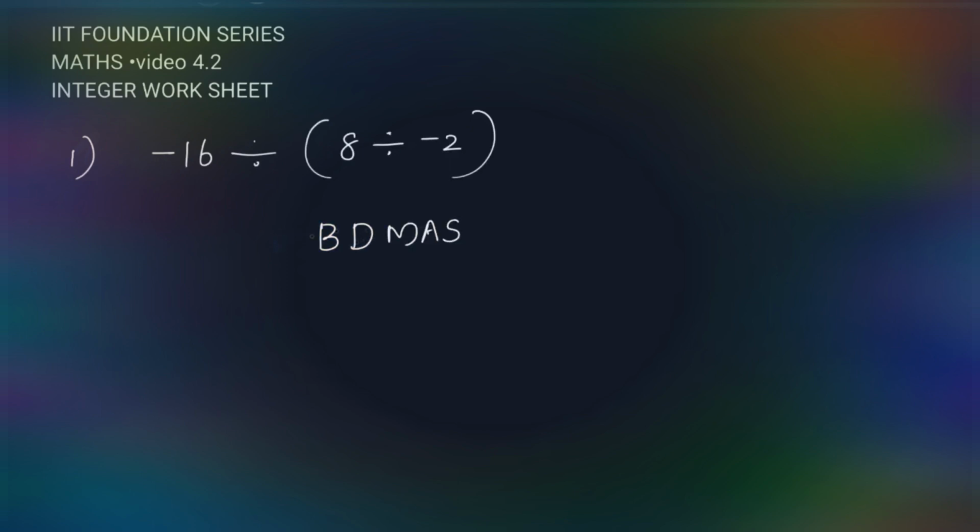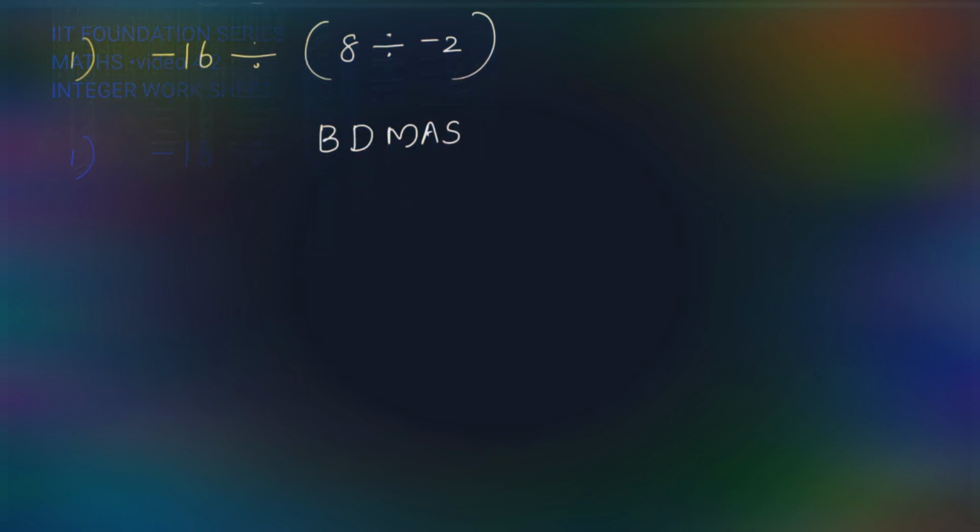Our first question is minus 16 divided by 8 divided by minus 2. We have four operations on number system, that is addition, subtraction, multiplication and division, and the priority of operation is like this: bracket has the first priority, then division, multiplication, addition and subtraction. So any operation given under bracket has to be done first.